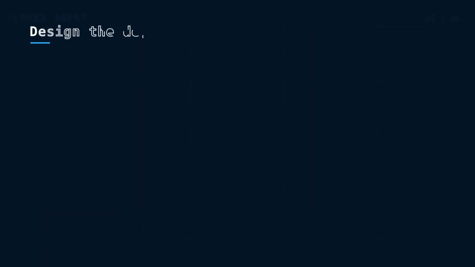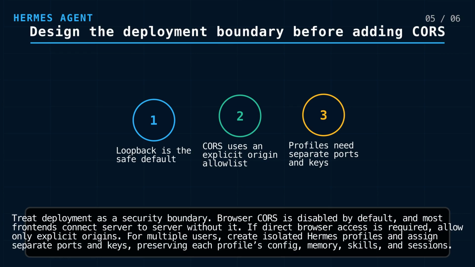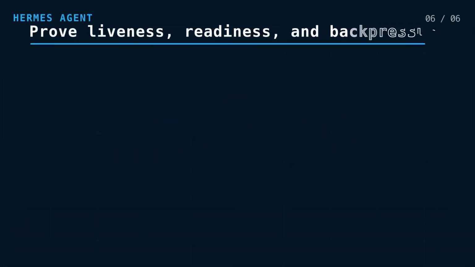Treat deployment as a security boundary. Browser CORS is disabled by default, and most frontends connect server to server without it. If direct browser access is required, allow only explicit origins. For multiple users, create isolated Hermes profiles and assign separate ports and keys, preserving each profile's config, memory, skills, and sessions. Finish with an operator-proof loop.